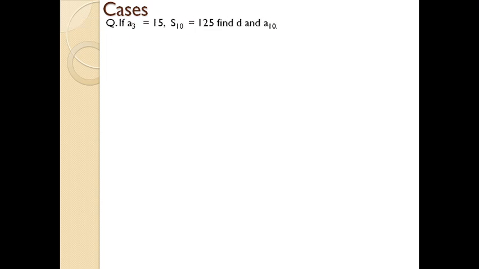Here is the question: if A3 equal to 15 and S10 equal to 125, find d and A subscript 10. In the previous cases, you needed to find the value of A3 and S10, and you were given some other data. In this case, the values of A3 and S10 are already given. So you need to find the value of d and A10.